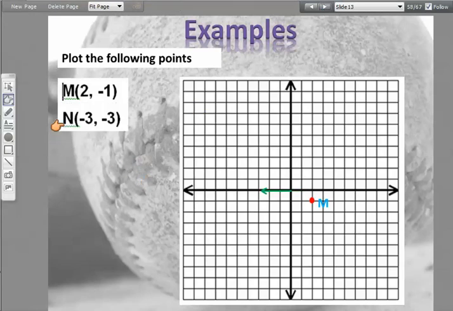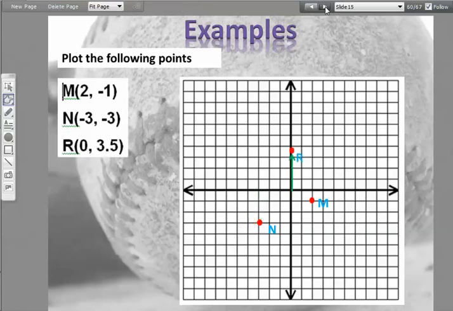Next, I'm going to plot point N, which is -3 and -3. I start at the origin. I go to the left 3 units for the -3. My y is -3, so I'm going to go down 3 units, and there's my point N.